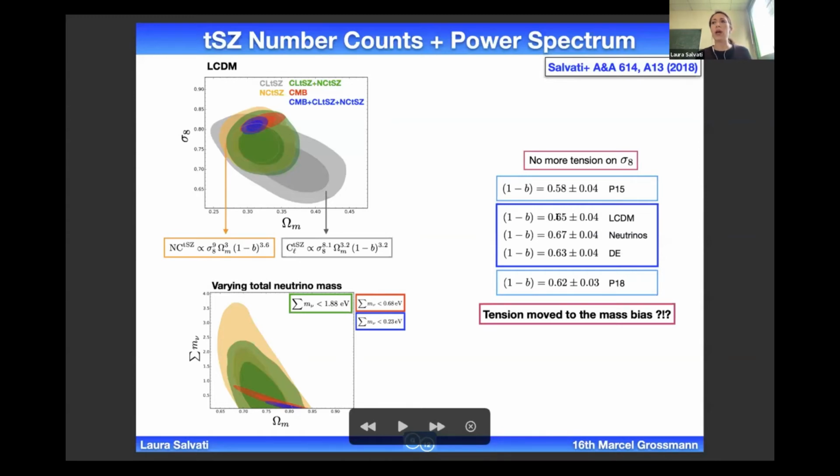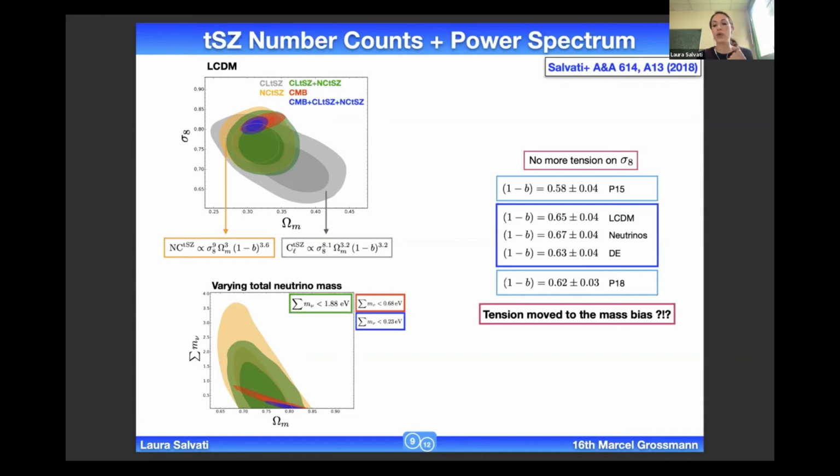And we also explore some extensions to the standard model of cosmology just to check that it was not a hint for some new physics. So in particular, we consider the impact of massive neutrinos or the impact of the dark energy equation of state varying with redshift, basically. But anyway, the results are still in agreement with 0.6, basically. And this was also confirmed in the 2018 analysis from Planck. But so the problem now is that the tension from sigma 8 moved onto the mass bias. So how can we understand this?